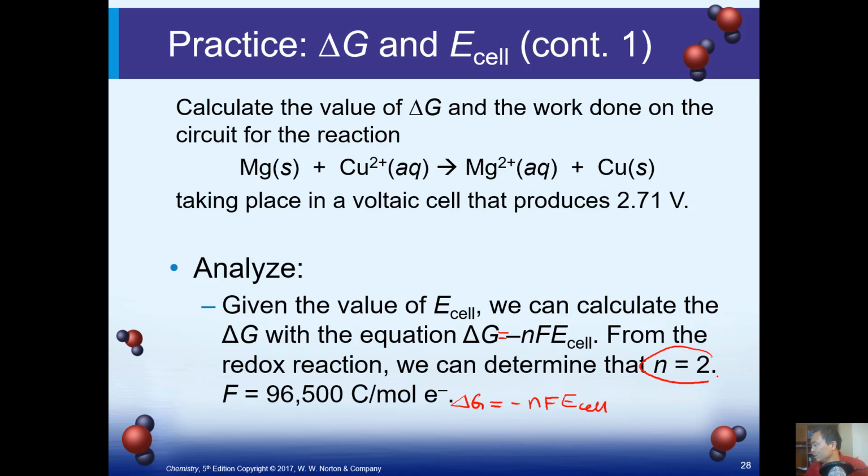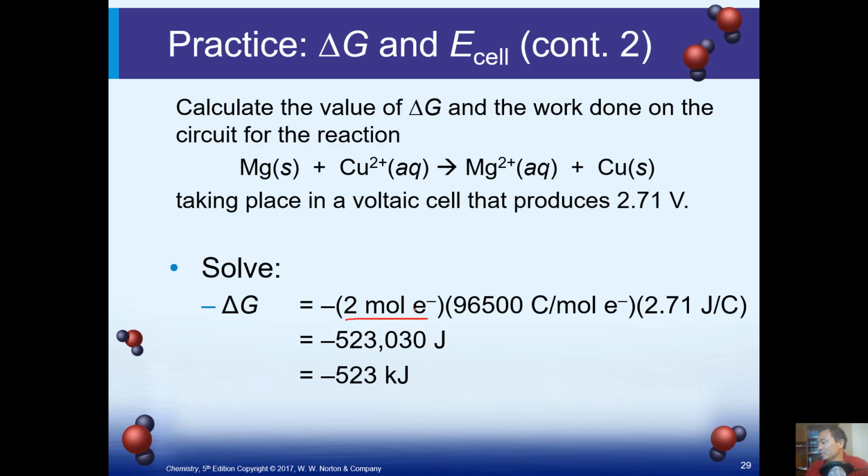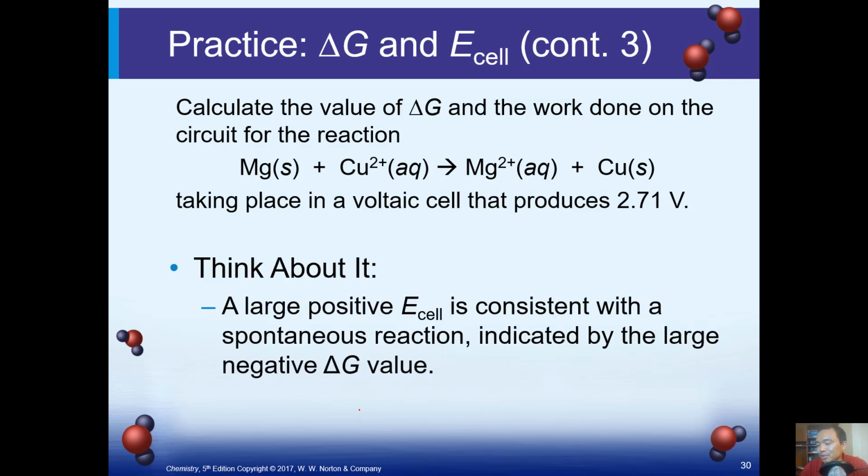We know the number of electrons being transferred is 2 because we look at the oxidation state. It's from 0 to plus 2, so we know this is oxidation, and 2 electrons are being transferred. Then we can substitute all other numbers in. It's 2 moles of electrons, that's the N, and the Faraday constant can be written as 96485, or roughly 96500. And then the cell potential. So you put all numbers in, and delta G is a negative number, which means the reaction is spontaneous because delta G is a negative value and the E cell is a positive number.